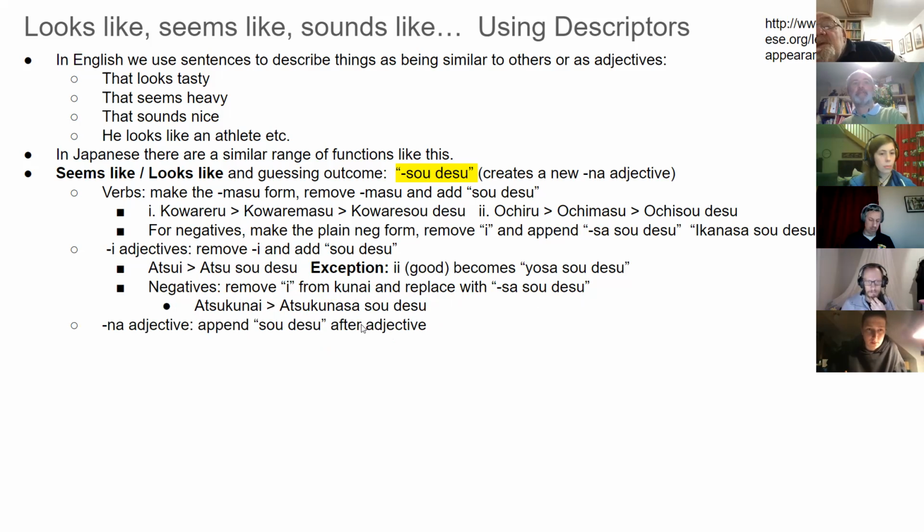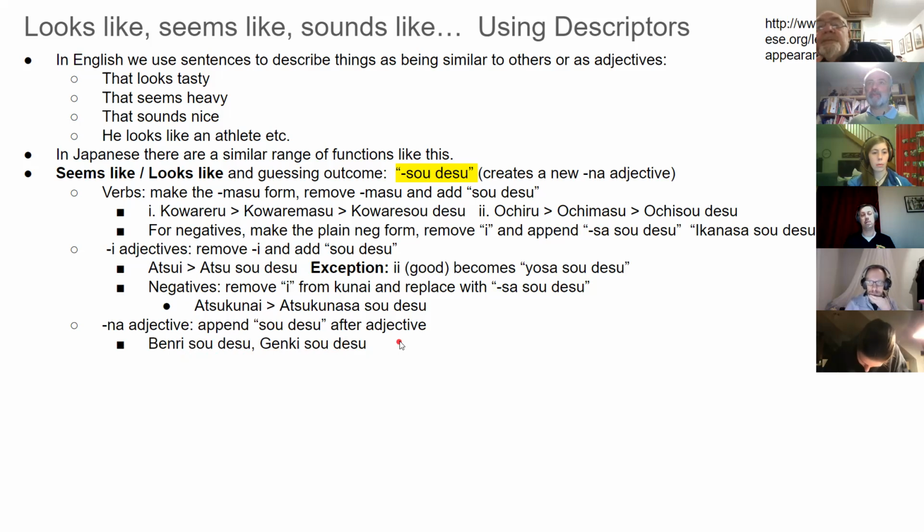For na adjectives, we simply stick sordes after the adjective. So, for example, benri des would become benri so desu, genki so desu. It looks convenient. He looks healthy.